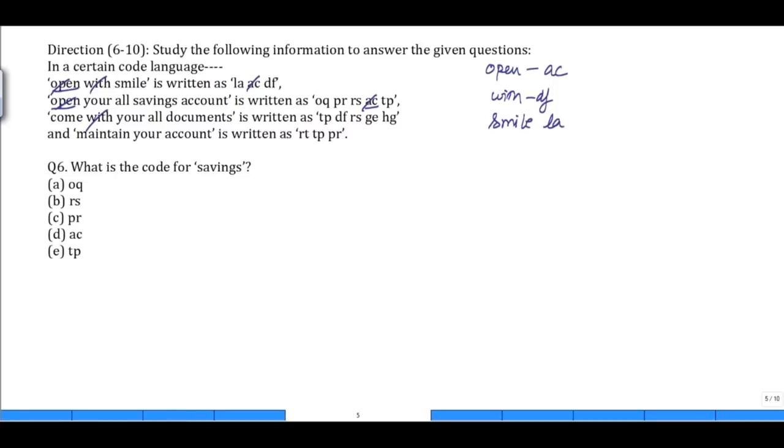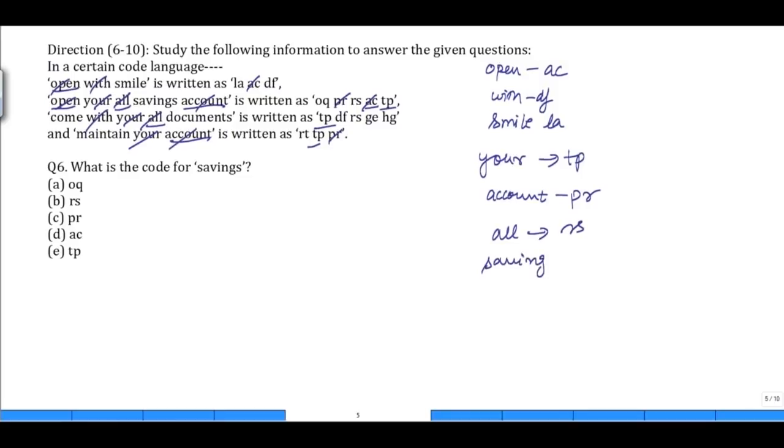Next is your all savings account. Your हमारे तीनों में है, second, third और fourth में. तो your का कोड है TP. Account यहाँ भी है, यहाँ भी है. तो अकाउंट का कोड है PR. ऑल हमारा यहाँ भी कॉमन है, यहाँ भी कॉमन है. तो ऑल का कोड हो गया है RS. बचा सेविंग्स, तो सेविंग्स का कोड हो गया है OQ.